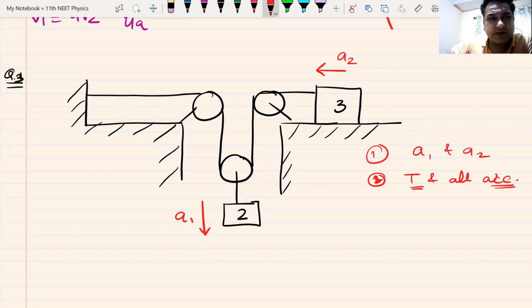Abhiram, can you unmute yourself? Niharika, can you unmute yourself? Niharika, can you unmute yourself?